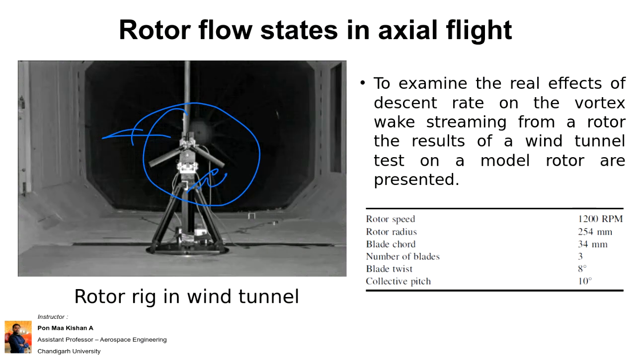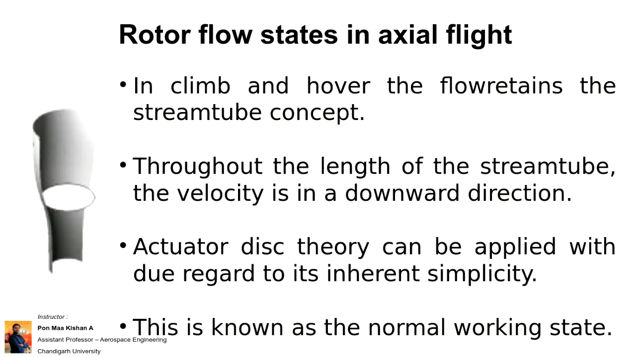You have to make such a scaled model, and the scaled model will have the basic parameters like speed, rotor radius, blade chord, number of blades we are going to use, what is the twist angle, and the collective pitch, how much it is. So based on the settings, the results have been calculated. So according to the given data, the concept of axial flight is nothing but the climb and descent.